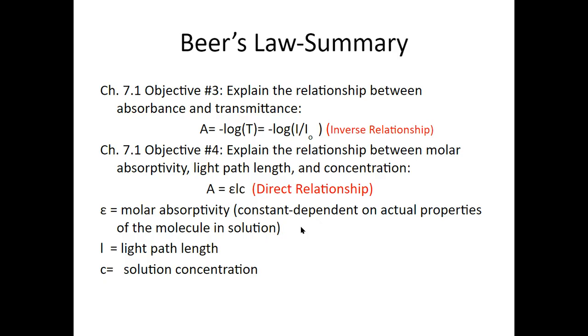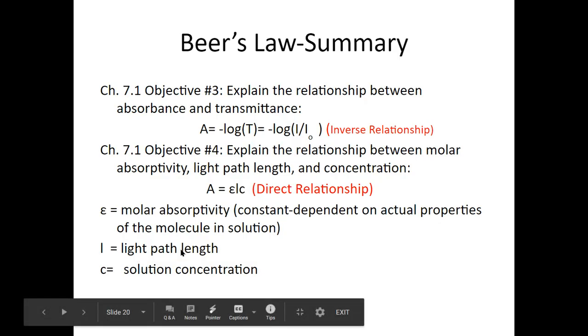Explain the relationship between molar absorptivity, light path, and concentration. Again, these are all Beer's law, the Beer-Lambert law, as a summary here. There's absorbance. This little epsilon indicates molar absorptivity. The lowercase l is the length of your light path. And then little c, of course, is solution concentration. Let's just say it's in molarity, moles per liter.